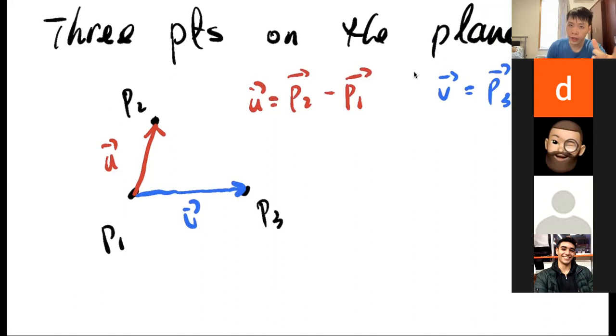And with 2 vectors, in order for you to get the normal vector, remember the cross product is the way to do that. The cross product gives you back the perpendicular vector. So U cross V is the normal vector you're looking for.